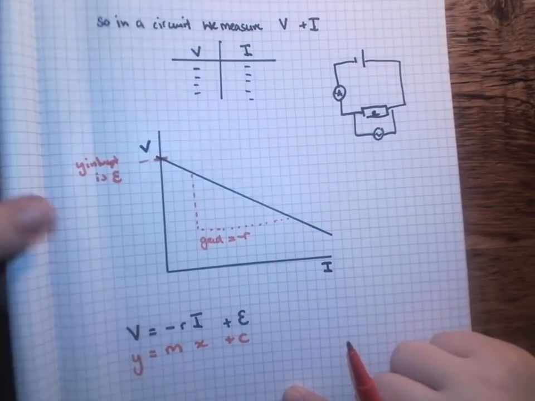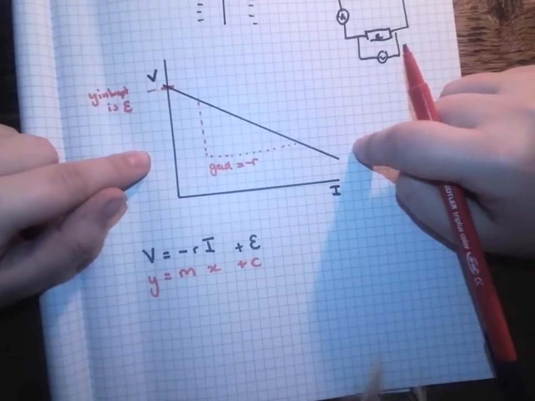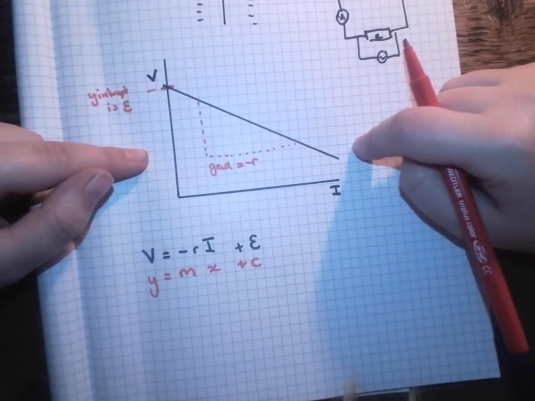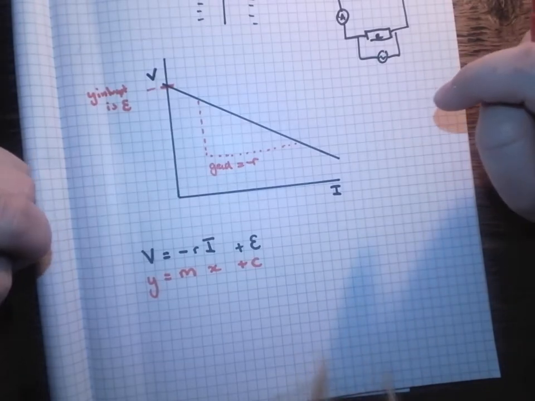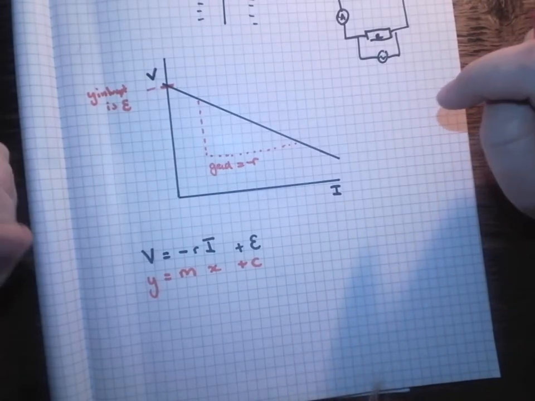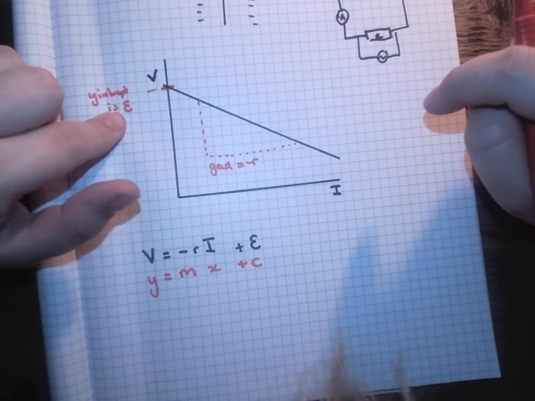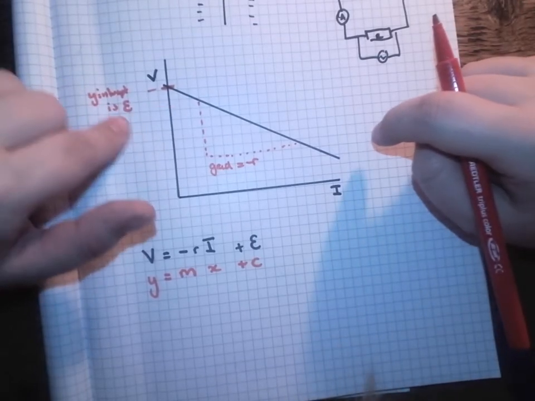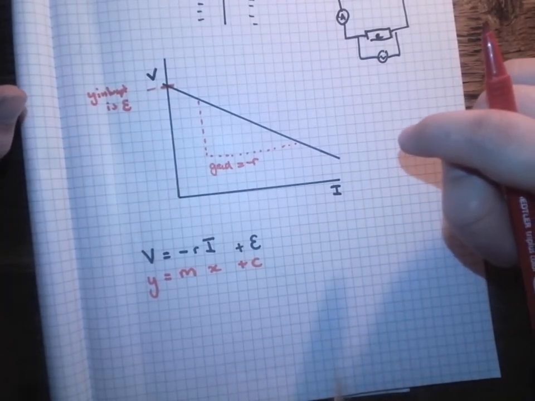So usually on a question, it might give you a graph like this, and it might ask, what's the internal resistance? Or it might ask, how do you work out the internal resistance from the graph? You want to say it's the gradient. How do you work out the EMF? It could be, again, a little multiple choice, giving you a few different options. Or it could be on a paper 3 question.